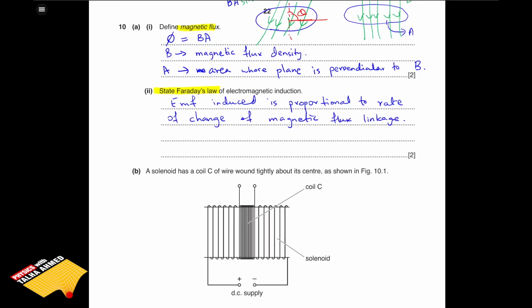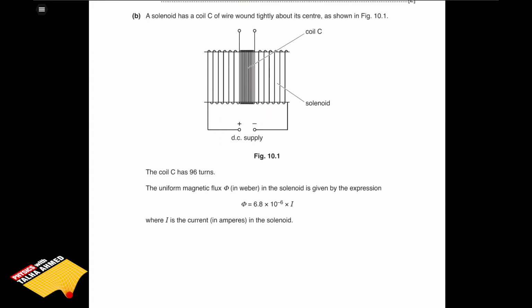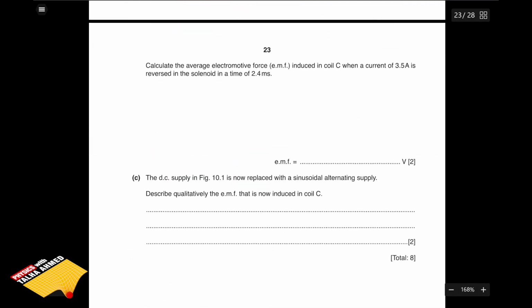Okay, so part B shows us a solenoid connected to a DC power supply. So that means a current is going to pass through a solenoid and it's going to produce its own magnetic field. And then around that solenoid, we have another coil which is named C, and it has 96 turns and it's wound around the solenoid. Now, there is a uniform magnetic flux in the solenoid, and that is given by the expression which is shown on the page.